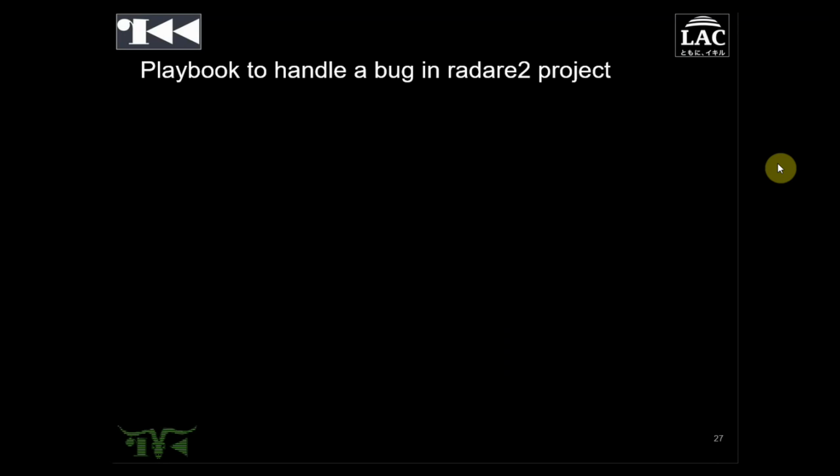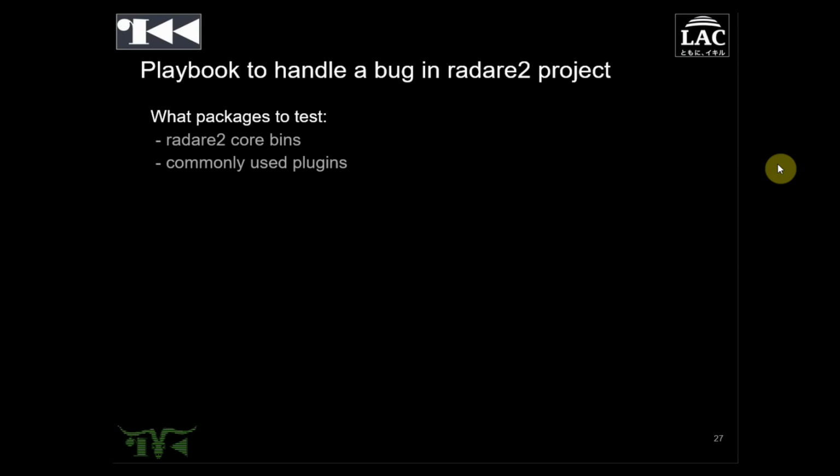Playbook to handle a bug in the Radare project is understanding first what package to test. Is it Radare2 core binaries like radare2 or rahash2 or rabin2, etc., or commonly used plugins? There are two types of plugins that I've already explained before.